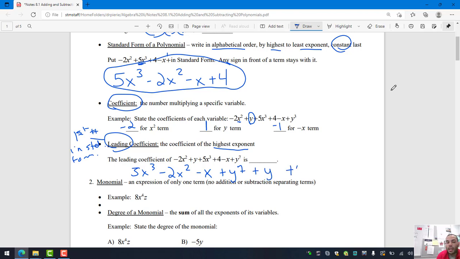Okay, if I ask for the leading coefficient, all I'm really looking for is the first number that I see, and the first term I have is 5x³. The leading coefficient should be the number 5.